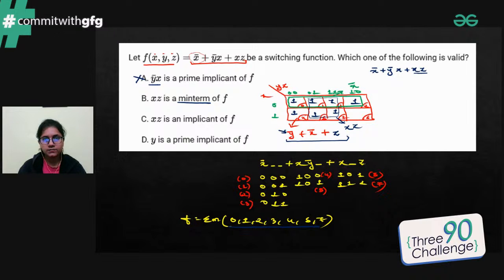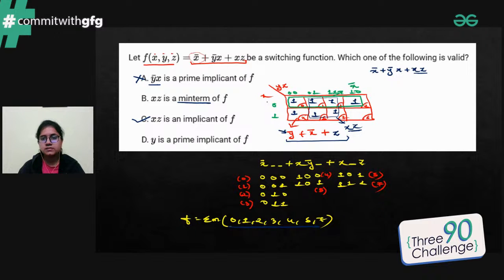As you can see, if we make the grouping like this, can we say that xz is an implicant of f? So we can say that it is an implicant of f. So option C is correct here. Option B is false because xz is not a min term.